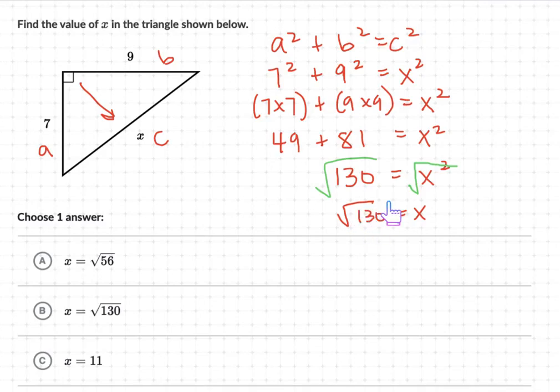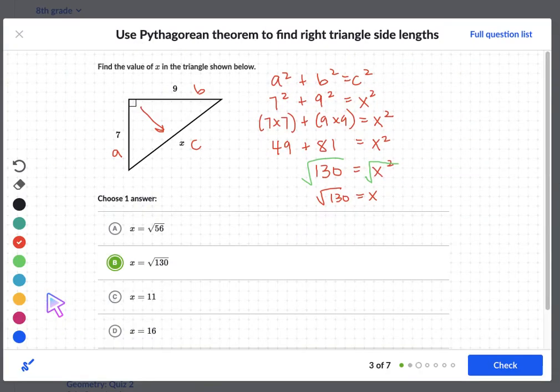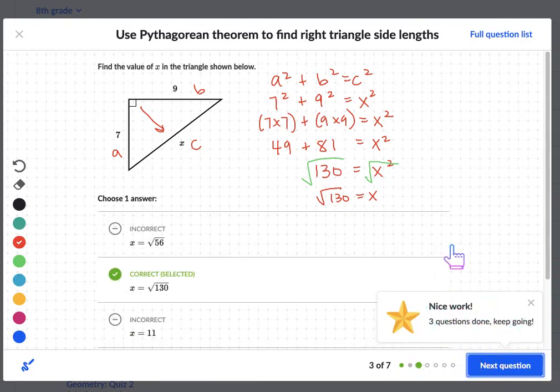If I put the square root of 130 into my calculator, it's not going to be a pretty answer, so that's why they probably want to keep it as a square root, because it's not a perfect square. Okay? So those problems will ask you to find the value of a missing side.